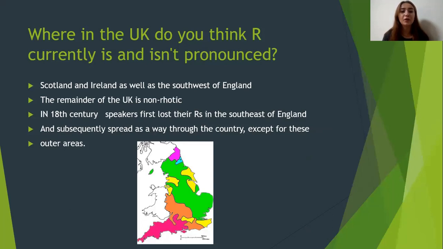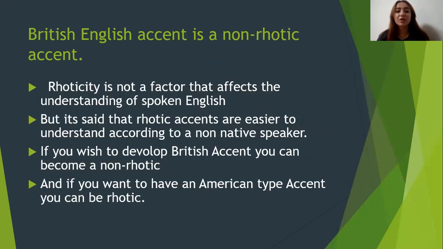Where in the UK do you think R currently is and isn't pronounced? Scotland and Ireland, as well as the southwest of England, are rhotic; the remainder of the UK is non-rhotic. In the 18th century, speakers first lost their R's in the southwest of England, and it subsequently spread all the way through the country, except for these outer areas, as you can see. British English accent is a non-rhotic accent.